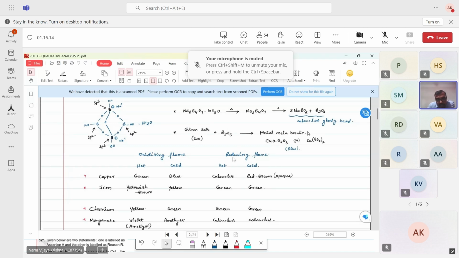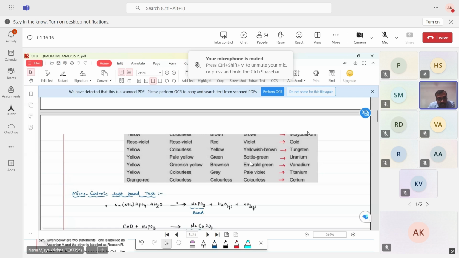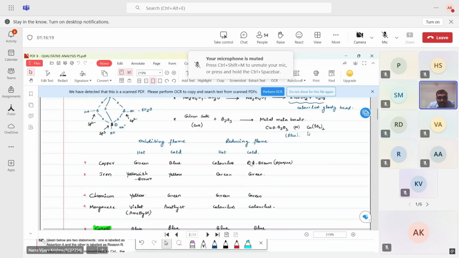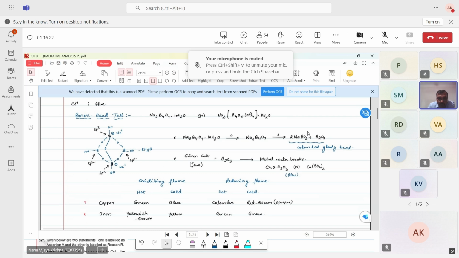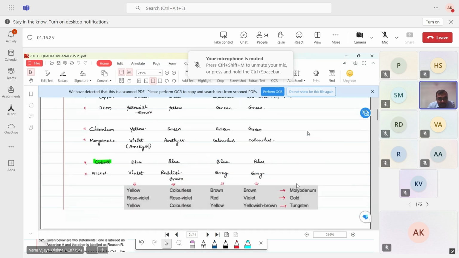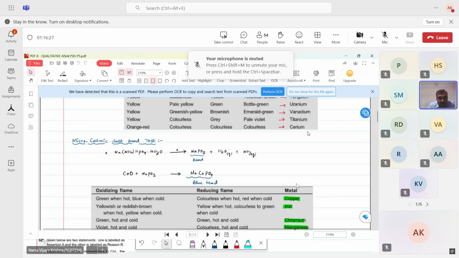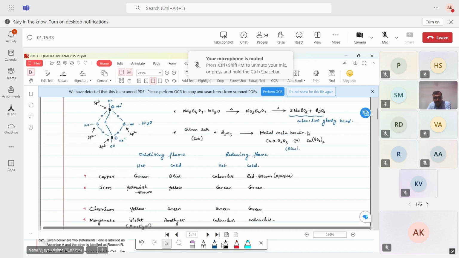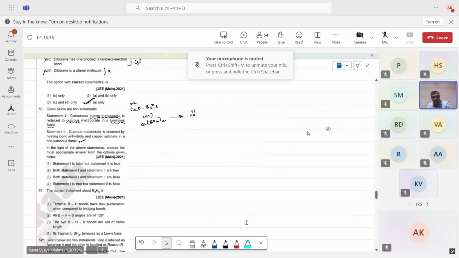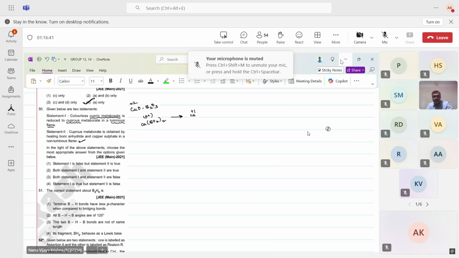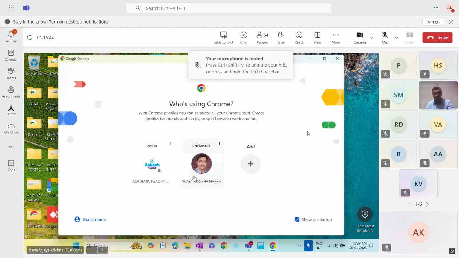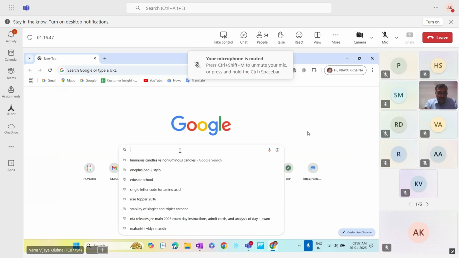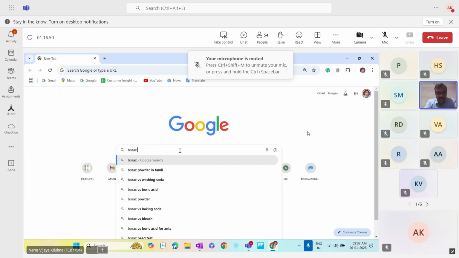If we are using reducing flame, unburnt carbon is there. That unburnt carbon will reduce these higher metal oxides into lower metal oxides. I have not given that here. Right, better. I will show you from here. So, borax bead test in reducing flame.